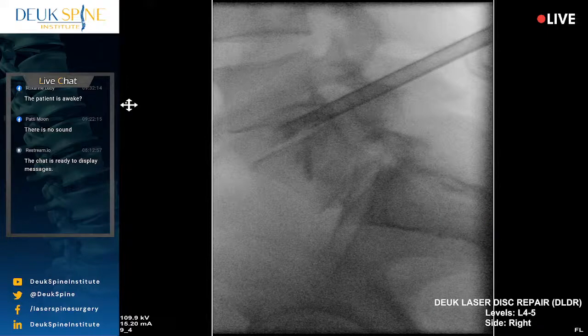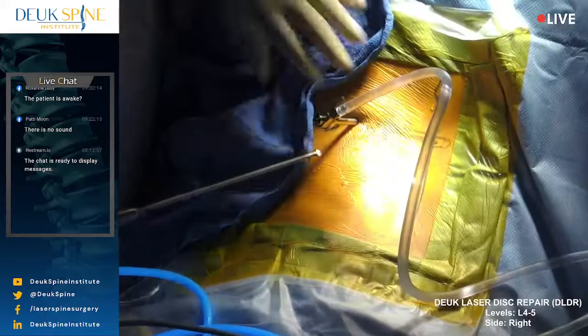Here we've got, just so our audience will see, we're on the right side of the patient. You can see the middle of his back here, and the tube is in, and the whole surgery is going to be done through this tiny little 7mm incision.